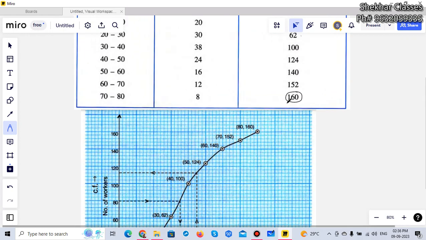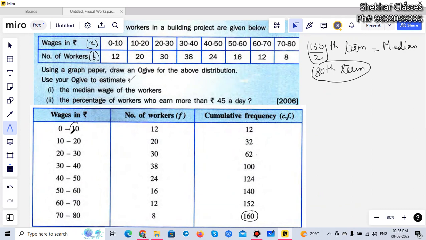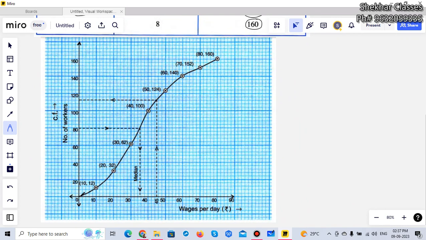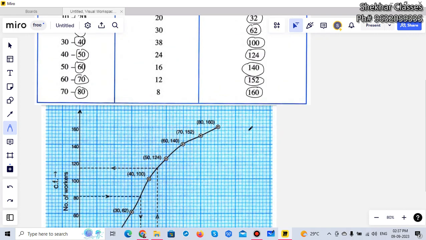Remember that when we plot the graph, it has to be less than 10 and 12. I have taught this in the previous video: less than 30 and 62, 40 and 100, 50 and 124, 60 and 140, less than the upper limit. And finally 80 and the last one. So we plot it accordingly here. When you plot, you can see this is all, and you have to join it to 0 also. 10, 12, 20, 32, this is all that we have here. We plot it.